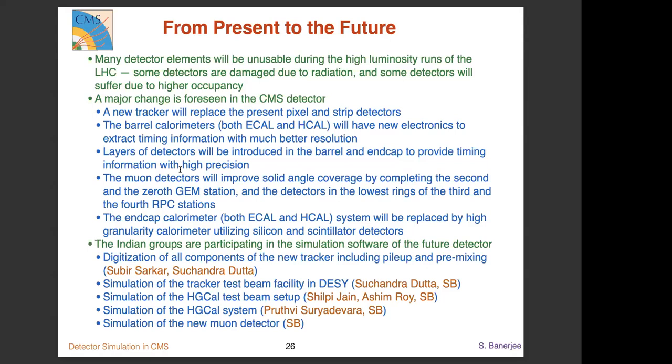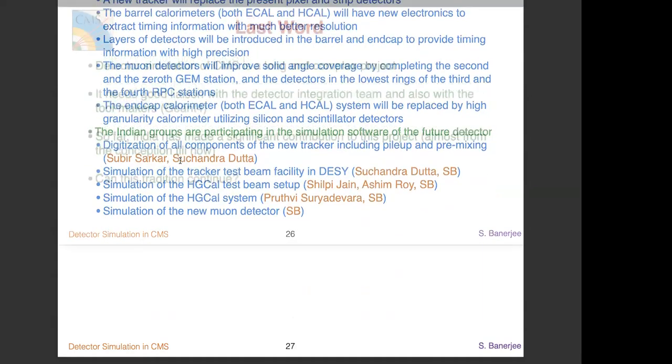Indian groups are participating in the simulation software for the future detector. For example, Shubhira and Shuchandra are modifying the digitization code for all components of the new tracker, including pile-up and premixing. Shuchandra did describe the simulation of the tracker testing facility on Day 2. Simulation of the HGCAL test beam setup has been done by Shilpi and Ashim. Simulation of the HGCAL system is done by Prithvi. And simulation of the new muon detectors is also partially done by me.